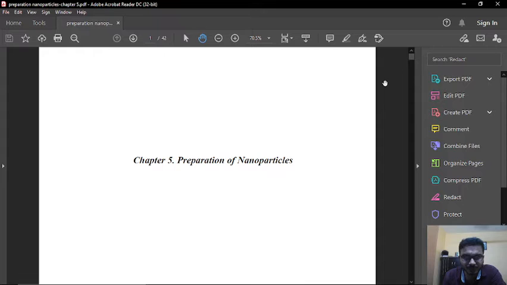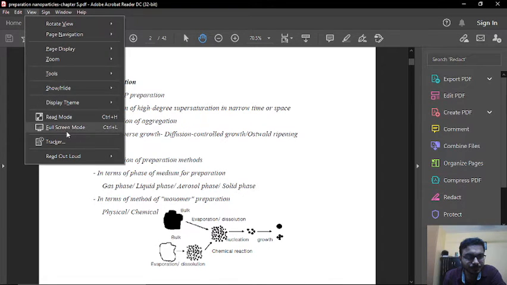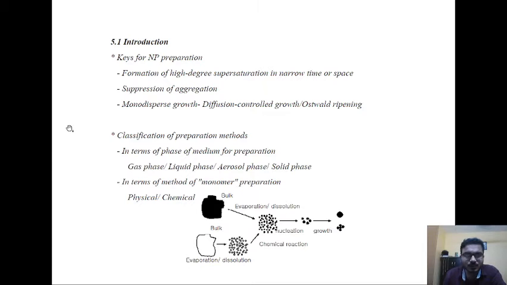Today we are going to discuss preparation of nanoparticles. That is part of your second chapter. So let's begin. First we will begin with a small introduction about nanoparticle preparation.